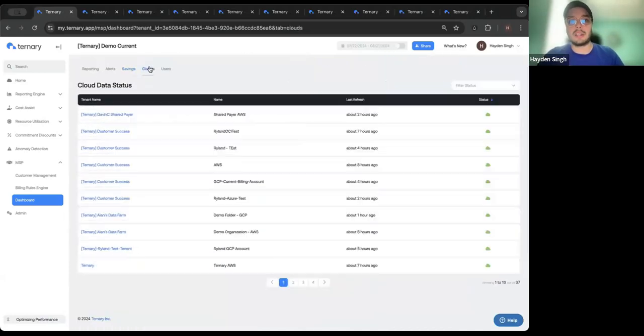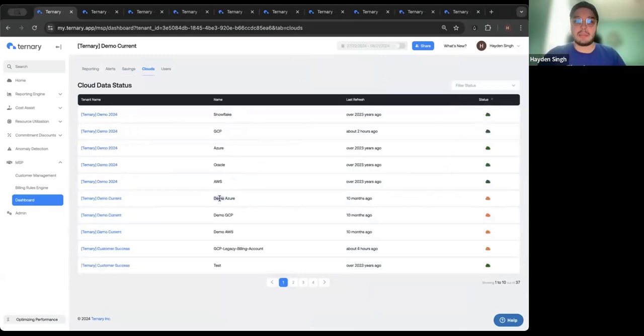Finally, the last one I'll touch on is the clouds. And this is just understanding the health of your current customers. So we can see in our customer success tenant here, our Azure test account, we just pulled in data about 2 hours ago, which is at the mercy of the Azure cloud provider, right? So once Microsoft is making those updates, we're going to be pulling that data in, and you'll see that reflected in the platform.